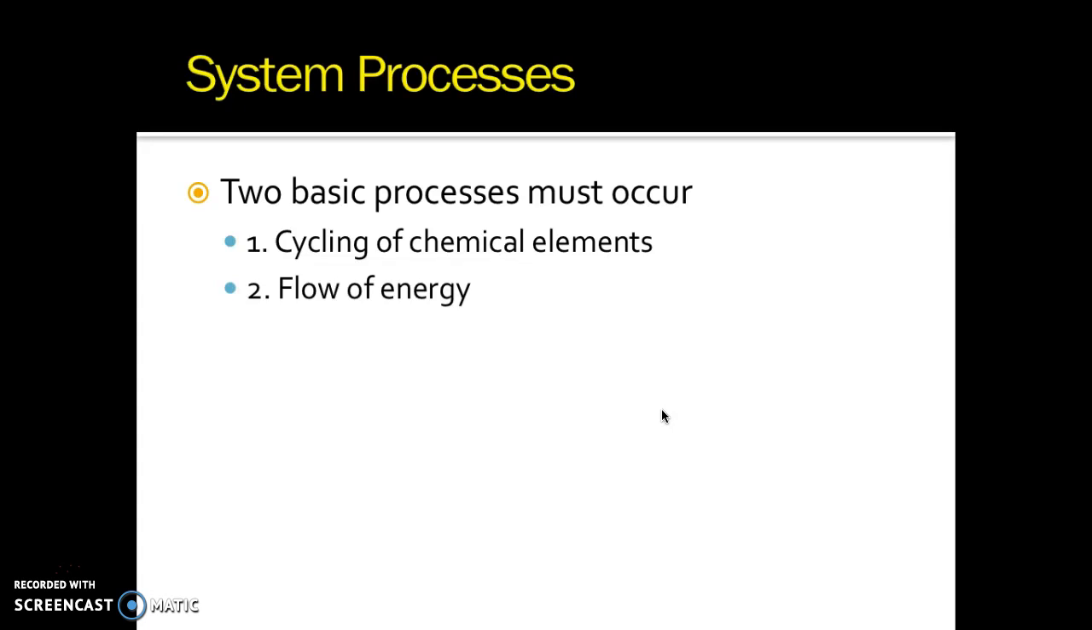So we're looking at the systems. Two major processes have to occur. So we talked about systems and whether or not they're open or closed or isolated, and all of those definitions related to the flow of energy and the flow of matter. So all ecosystems require energy, and they require some sort of cycling of chemical elements or matter.